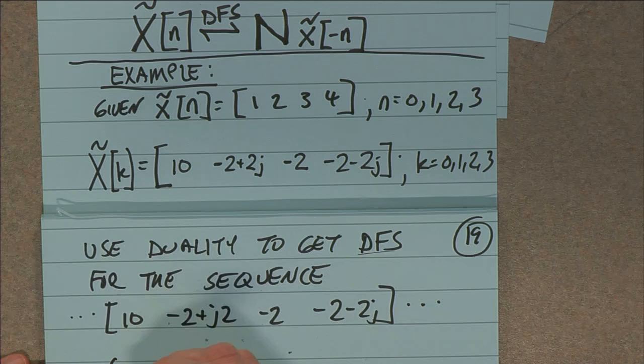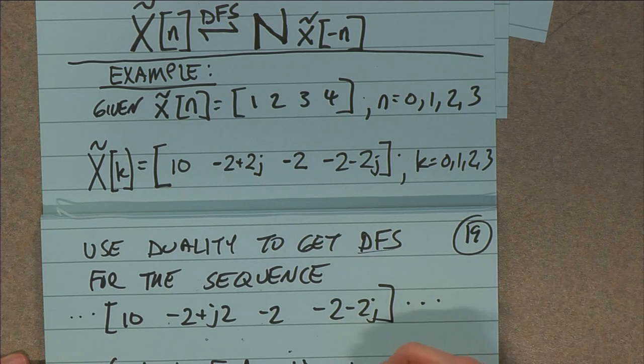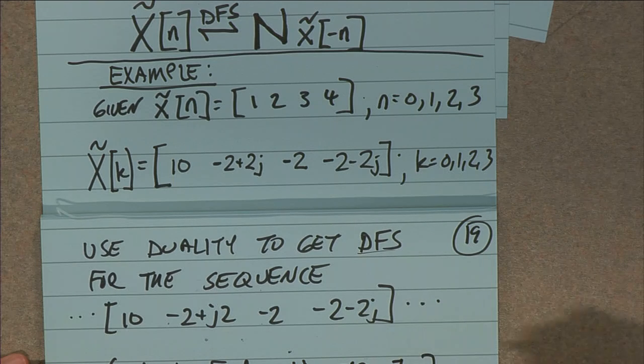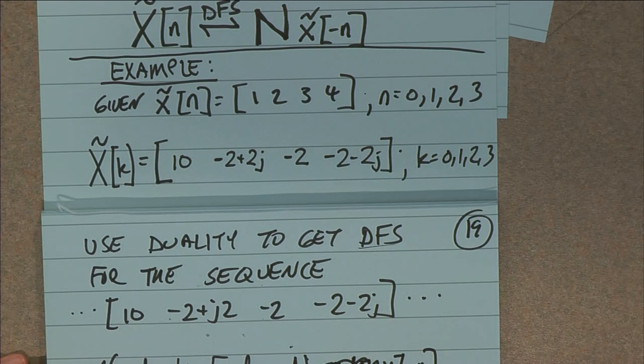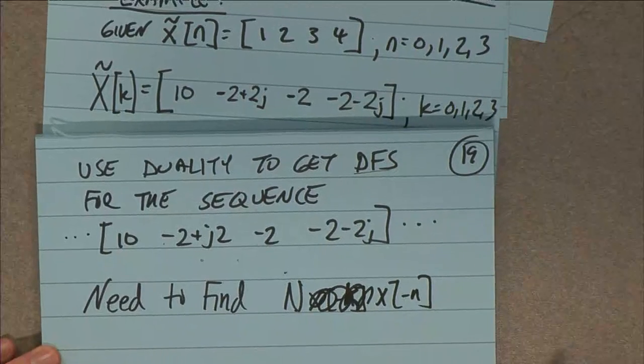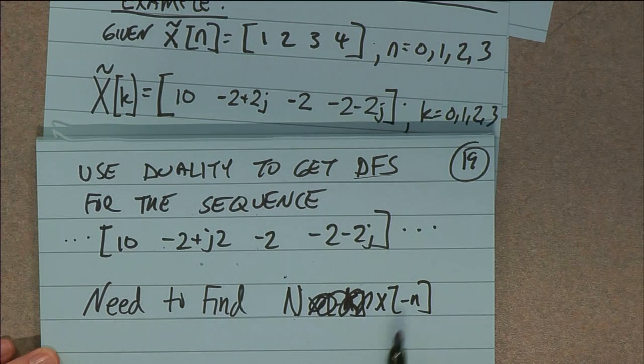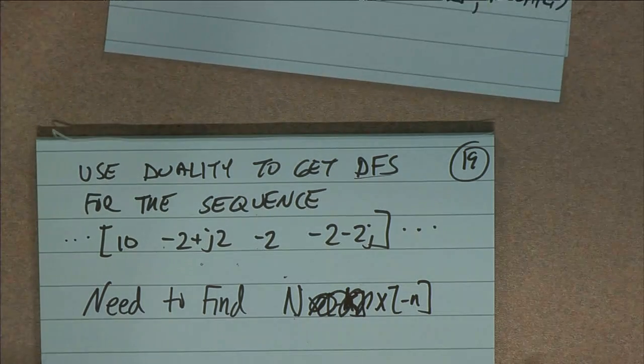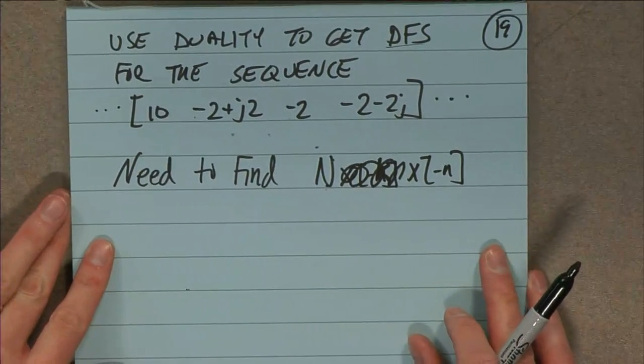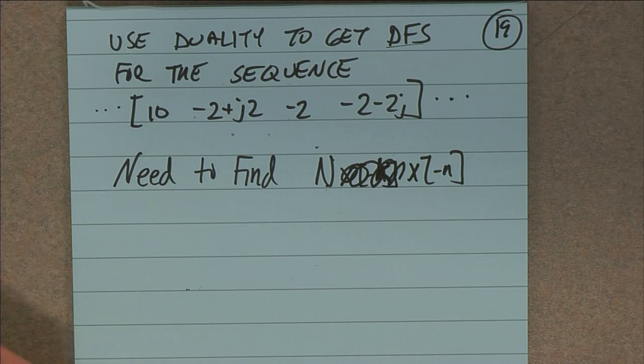So it's just a simple matter of needing to find N times, this is what, kind of a minus k or minus n. I think I'd like to write that as x of minus n. So we need to find that product, N times x. Whoops, I'll get on the screen, it might be easier. So we need to find N times x of minus n. And how hard can that be? Well, if you've done this before, you know that it's not necessarily hard, but it's easy to go astray.